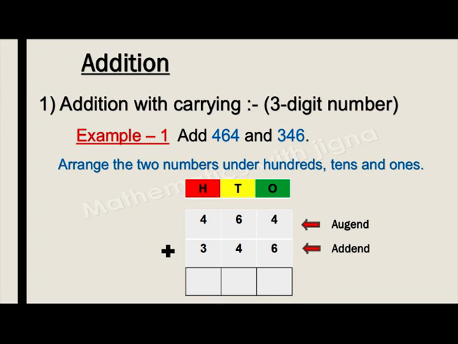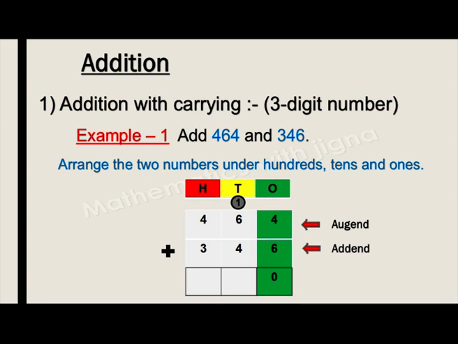Step 1. Add the digits at the ones place. 4 plus 6 is equal to 10. We know that 10 means 1 ten and 0 ones. So write 0 in the ones place and carry over 1 ten to the tens column.